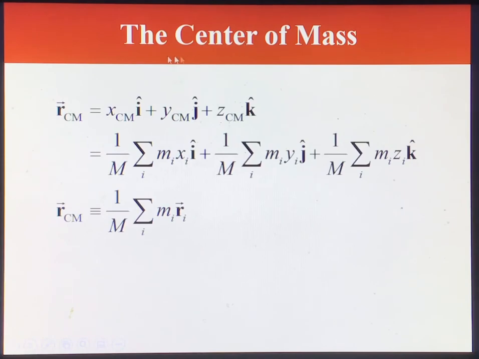So generally, again, as I was saying, the center of mass in this case is going to be written as a vector. It's x center of mass i plus y center of mass j plus z center of mass in the k direction. So we can write it in that form.